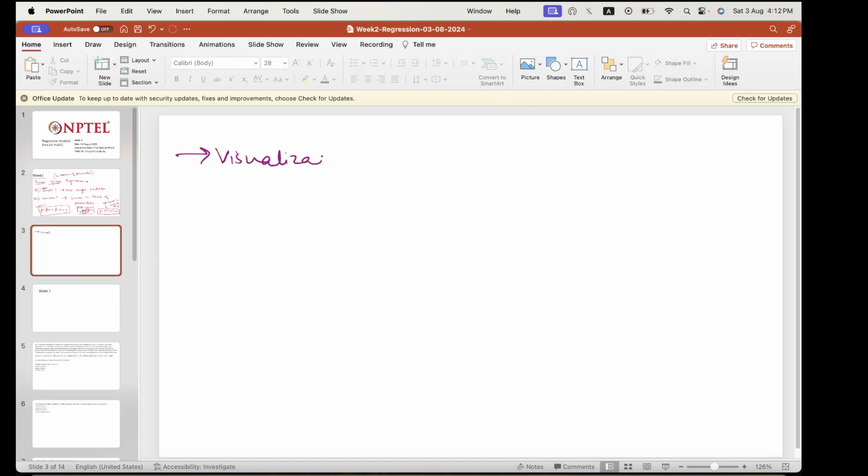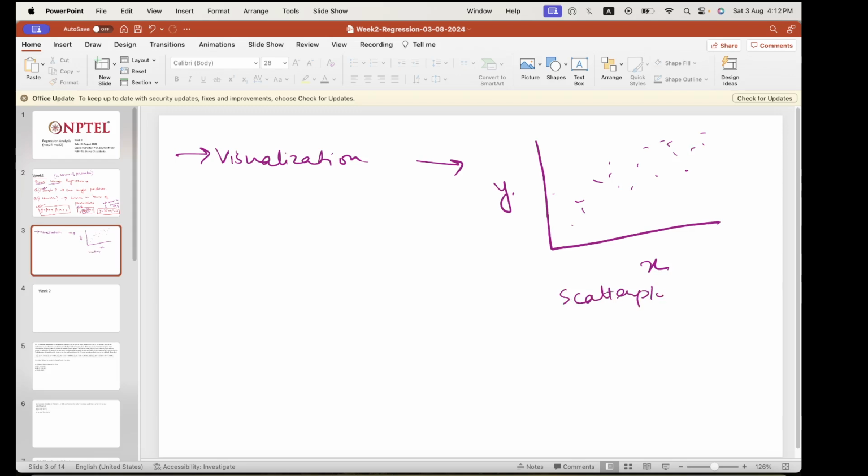The easiest visualization is what? It's a scatter plot. So you would have x over here and y over here. Given both are continuous variables, you would have something like this. So this is what you call a scatter plot. Okay, why is it helpful?